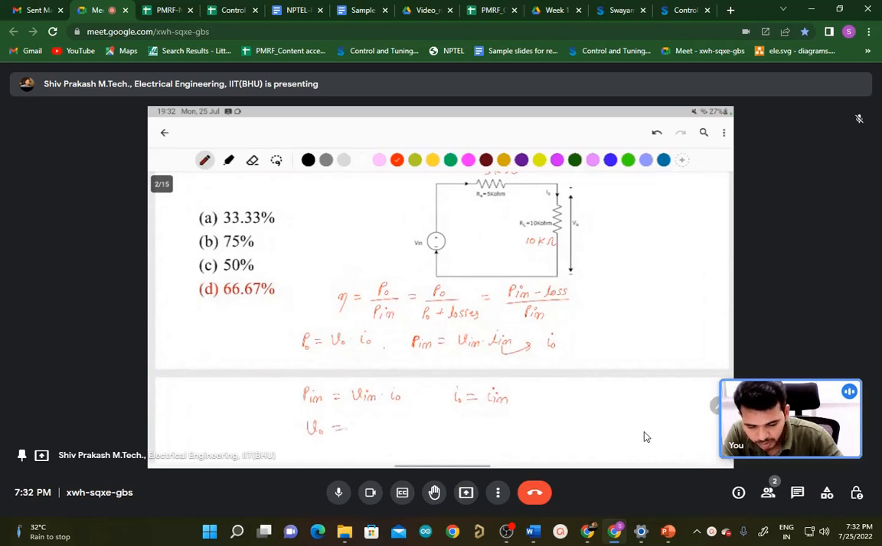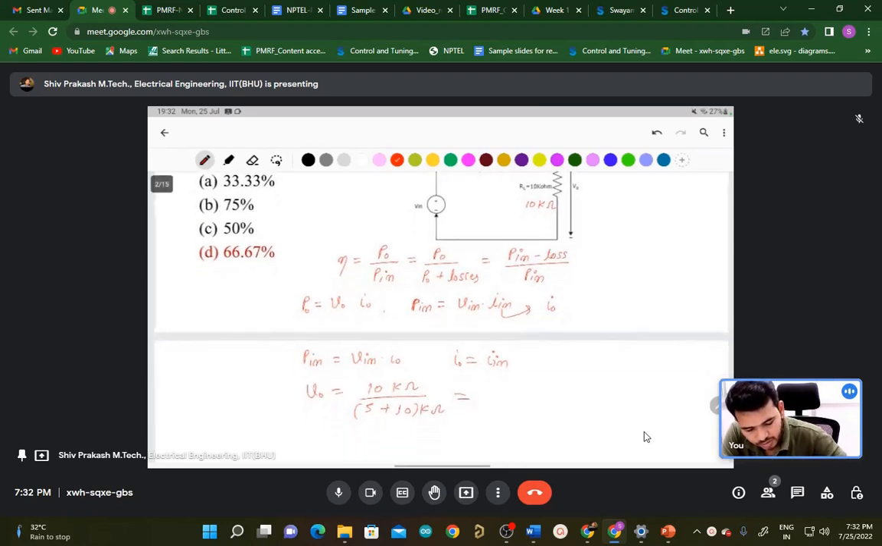First we find the output voltage. For the output voltage, you can apply the voltage divider rule in the series electrical circuit. So here the voltage is 10 kilo ohm divided by the total series resistance, 5 plus 10 kilo ohm. The kilo ohm cancels out, and V out is equal to 0.667 into V in.